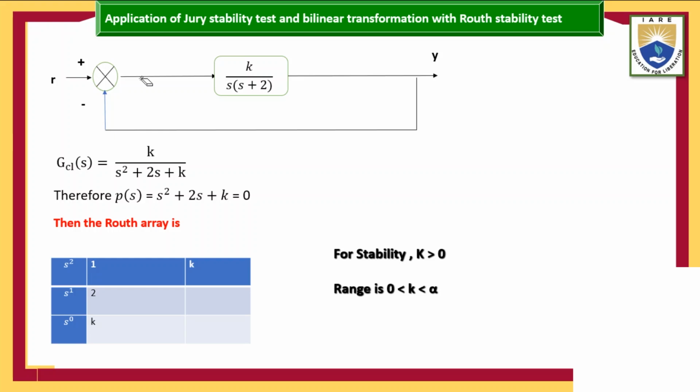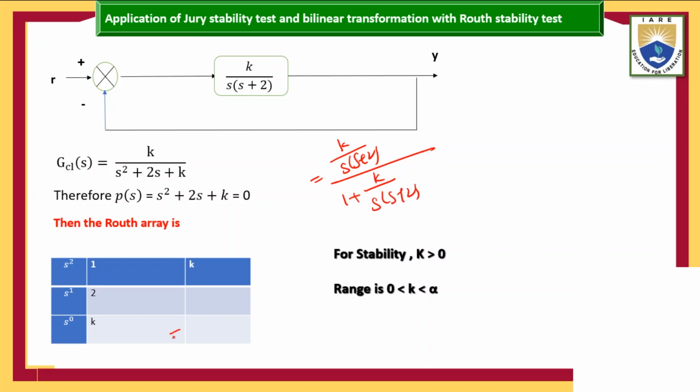Now solve for this one. The closed loop transfer function is K by s square plus 2s plus K. Okay, we got it. Once again, I am repeating: K by s into (s plus 2) divided by 1 plus K by s into (s plus 2).